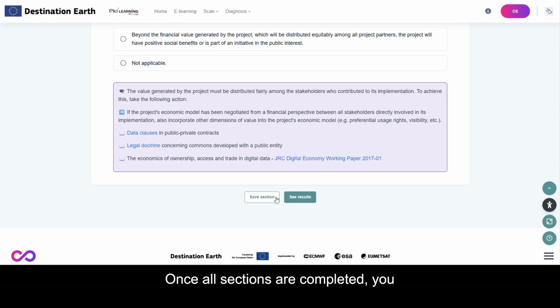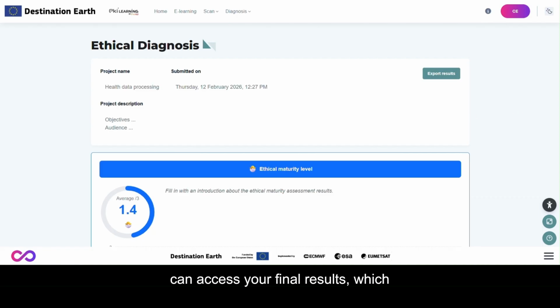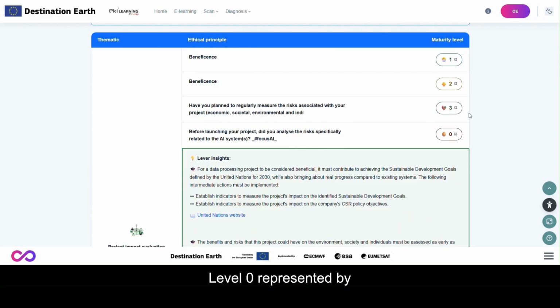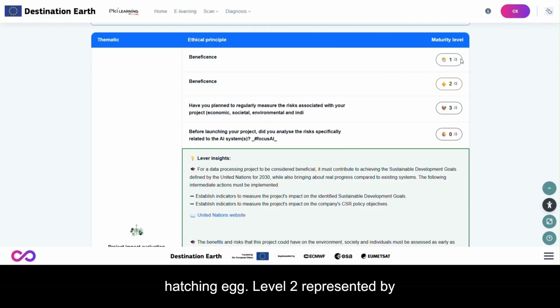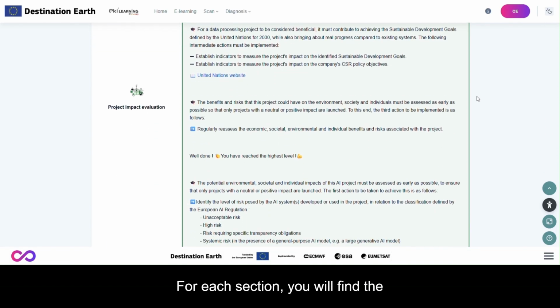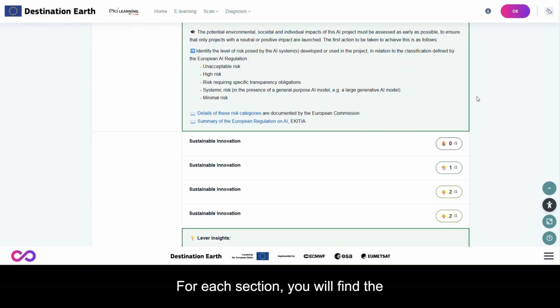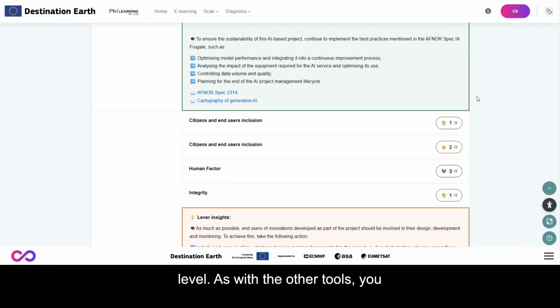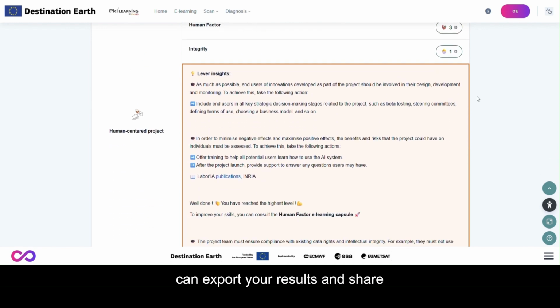Once all sections are completed, you can access your final results, which are calculated across 4 maturity levels. Level 0 is represented by an egg, Level 1 by a hatching egg, Level 2 by a chick, and Level 3, the highest level, by a rooster. For each section, you will find the corresponding action levers based on your level. As with the other tools, you can export your results and share them with your team.